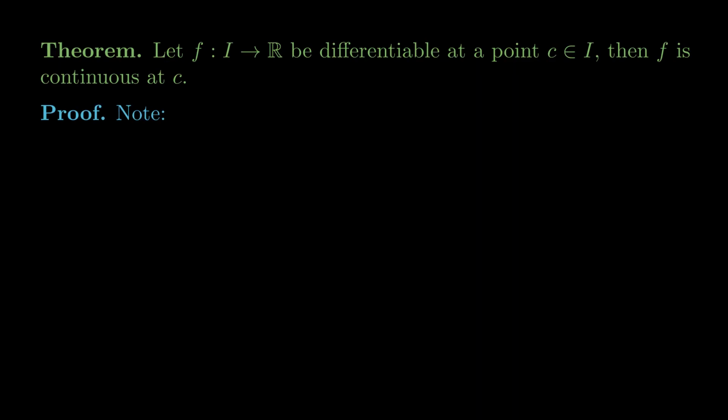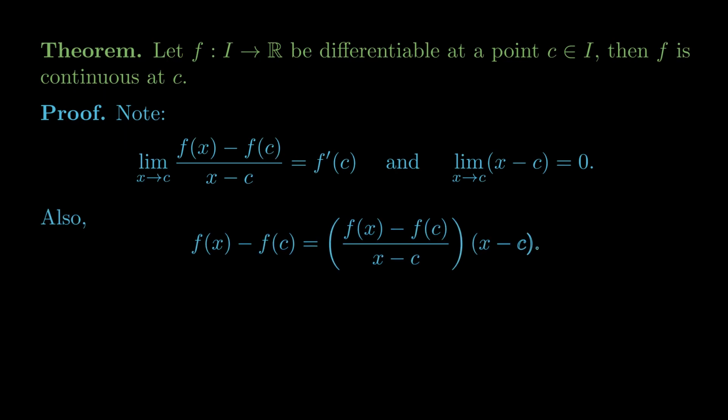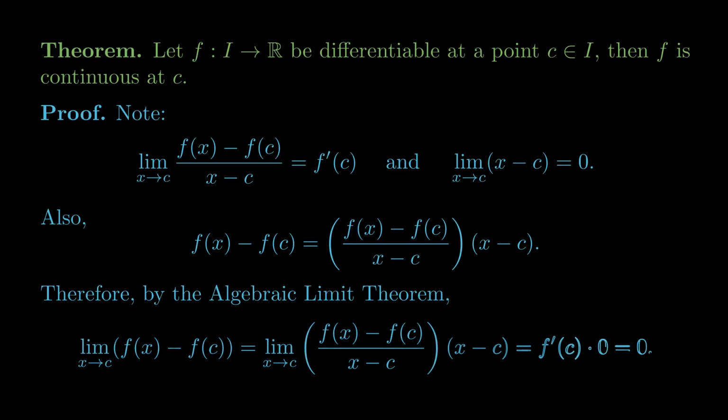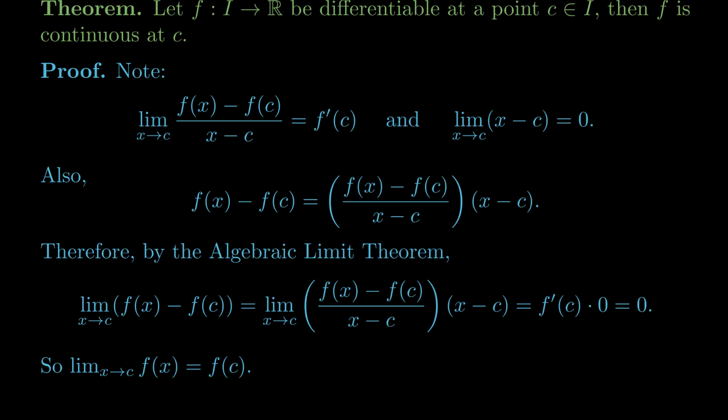Let's begin our proof by noting the existence of two limits. The limit as x approaches c of the difference quotient exists and equals f prime of c, because f is differentiable, and the limit as x approaches c of x minus c exists and equals 0. And we can express f of x minus f of c as the product of the difference quotient times x minus c. Therefore, by the algebraic limit theorem, the limit as x approaches c of f of x minus f of c is equal to the limit of these products, which is f prime of c times 0, which is 0. So the limit as x approaches c of f of x equals f of c. Thus f is continuous at c.